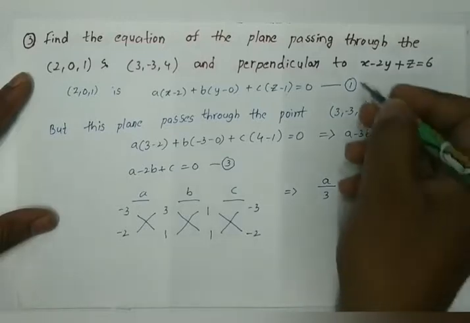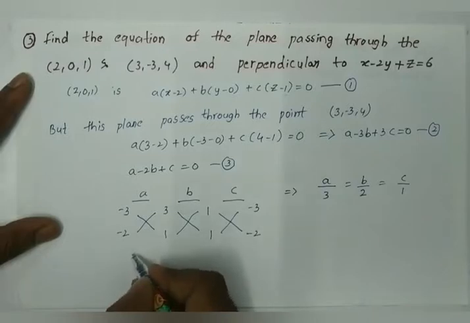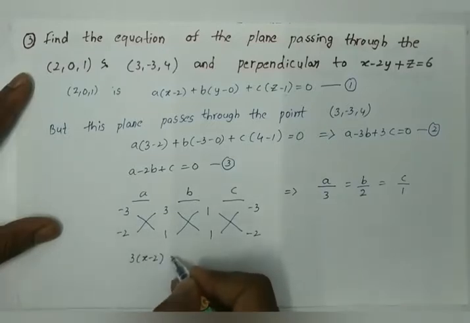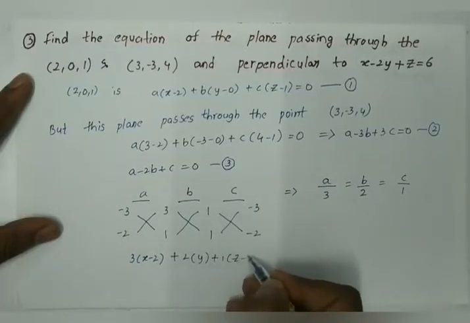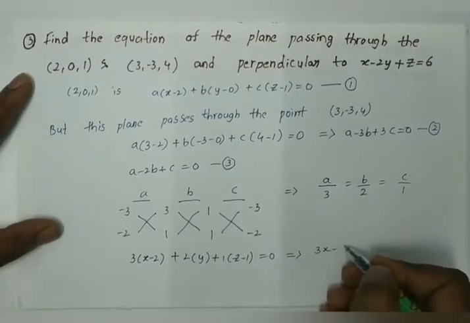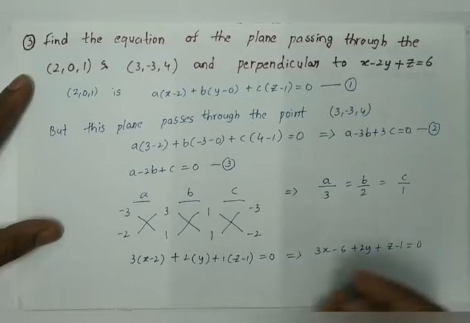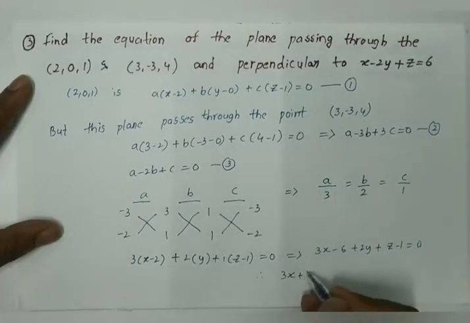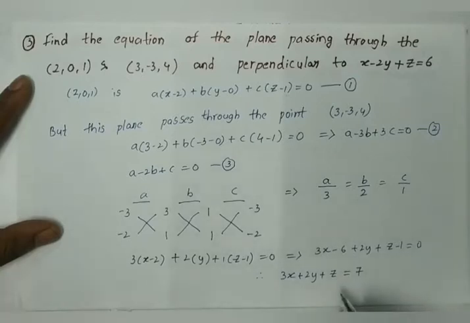Substituting these values in equation 1, the equation of the required plane is 3(x - 2) + 2(y) + 1(z - 1) = 0, which implies 3x - 6 + 2y + z - 1 = 0. Therefore 3x + 2y + z - 7 = 0, that is 3x + 2y + z = 7, which is the required equation of the plane.